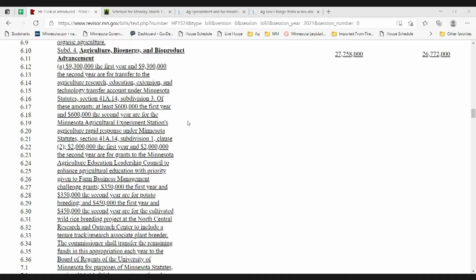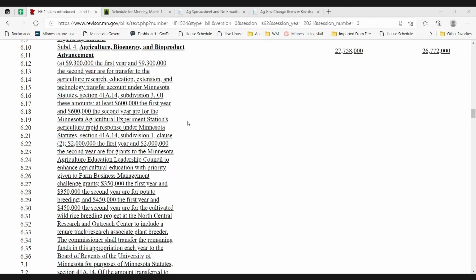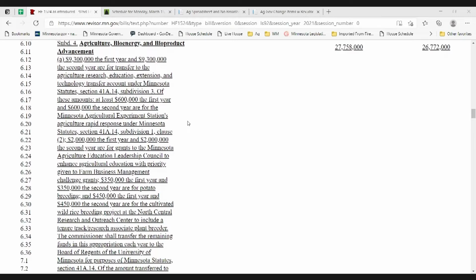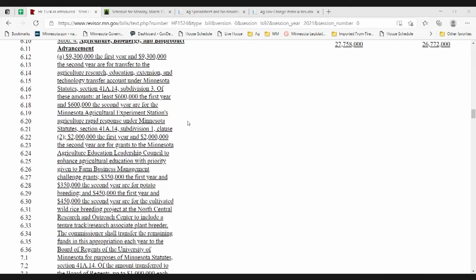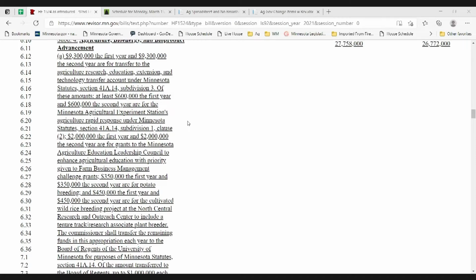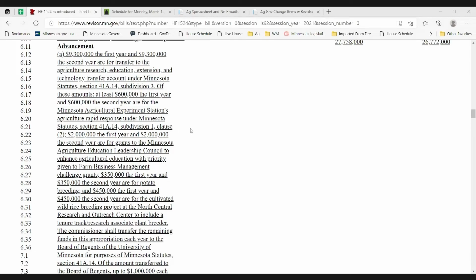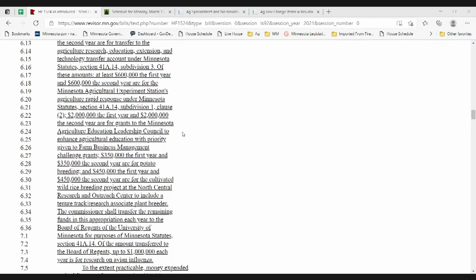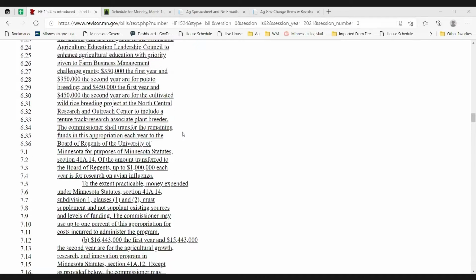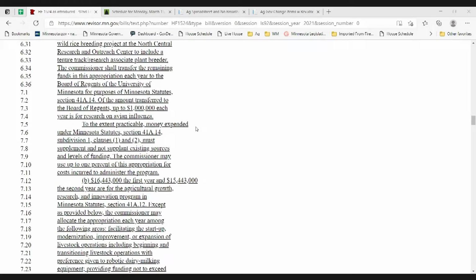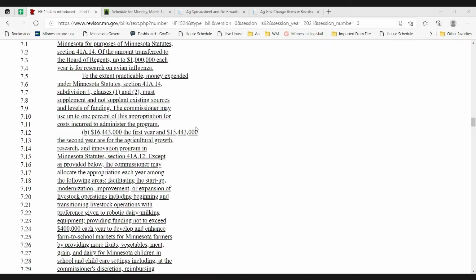Paragraph G is base, so that takes us to subdivision 4, the next budgetary program, agriculture, bioenergy, and bioproduct advancement. This is where the funding is provided for the Agricultural Research, Education, Extension, and Technology Transfer Program. That's paragraph A, which is a base rider, including specified allocations from that total amount each year that go towards ag education, ag rapid response, and potato and wild rice breeding research. So that continues to the bottom of page 6 and on to page 7.